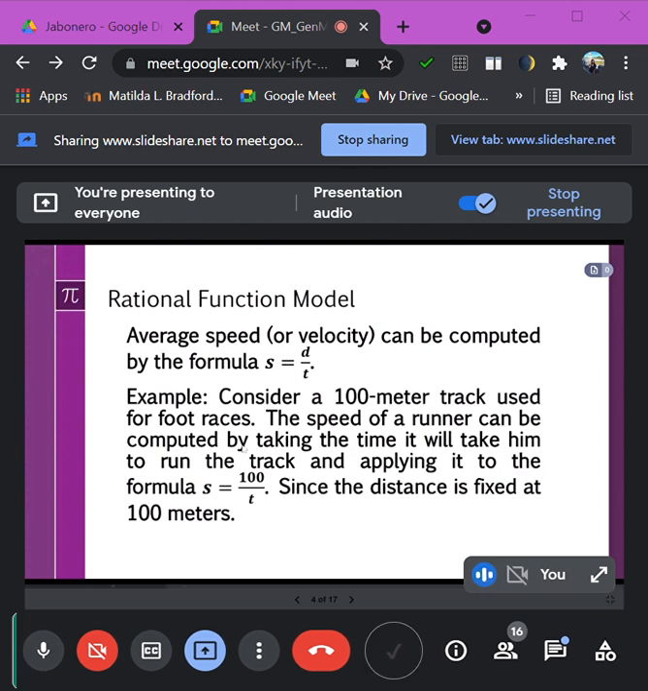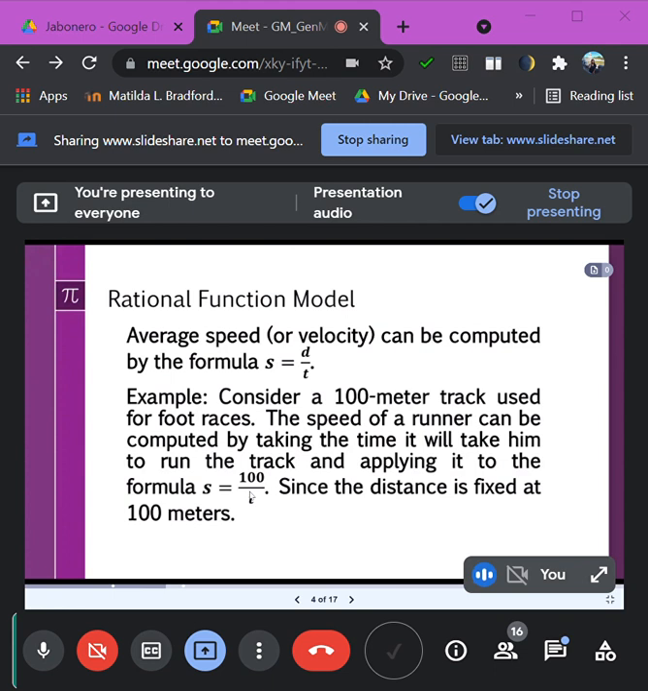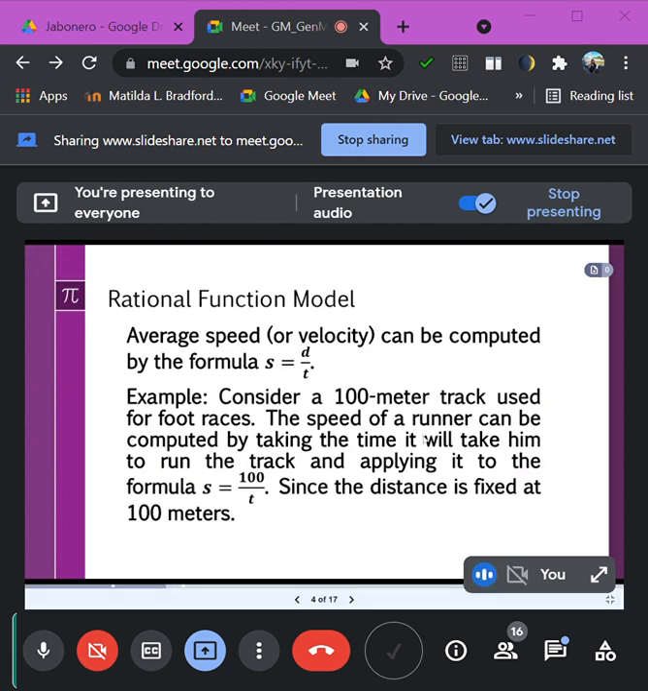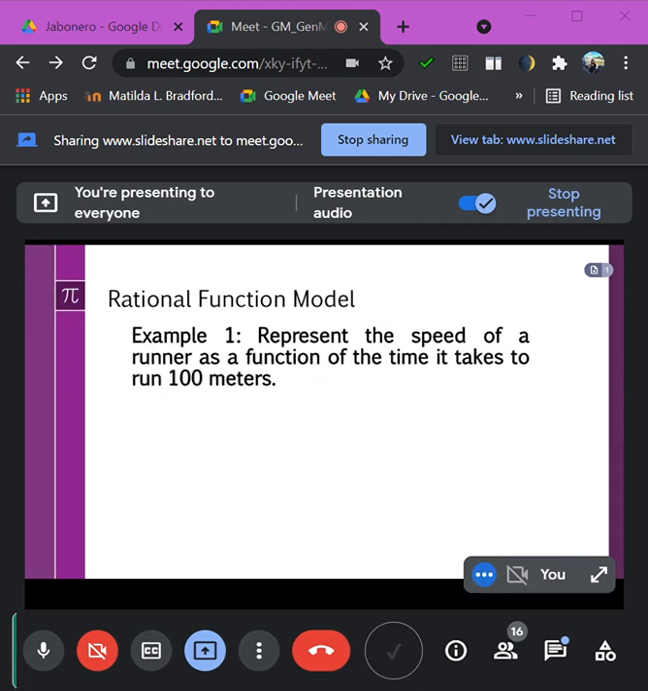So here, in the form of a rational function, whatever we substitute for our t, that could be your f of x or that could be your y. So here, in our example number 1, we are going to represent the speed of a runner as a function of the time it takes to run 100 meters.